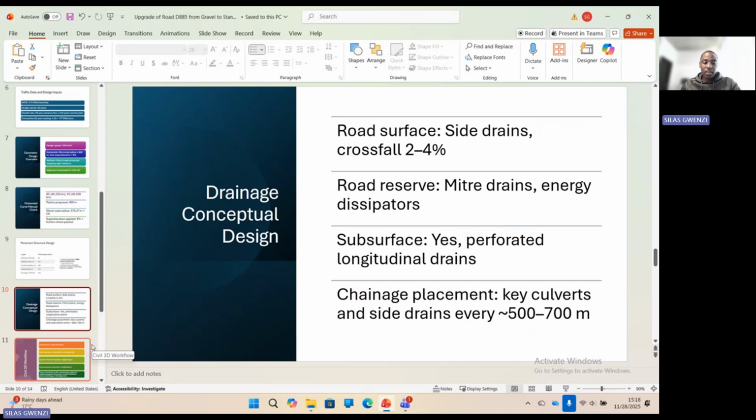The drainage conceptual design. As we know, effective drainage is critical to prevent pavement deterioration. Hence, for the road surface, drainage is achieved using side drains and a crossfall of 2% to 4%. The road reserve drainage includes mitre drains and energy dissipators to safely convey water to natural watercourses. Subsurface drainage was included because of moderate subgrade strength and seasonal saturation risk. Perforated longitudinal drains are installed in the shoulder areas to protect the pavement structure.